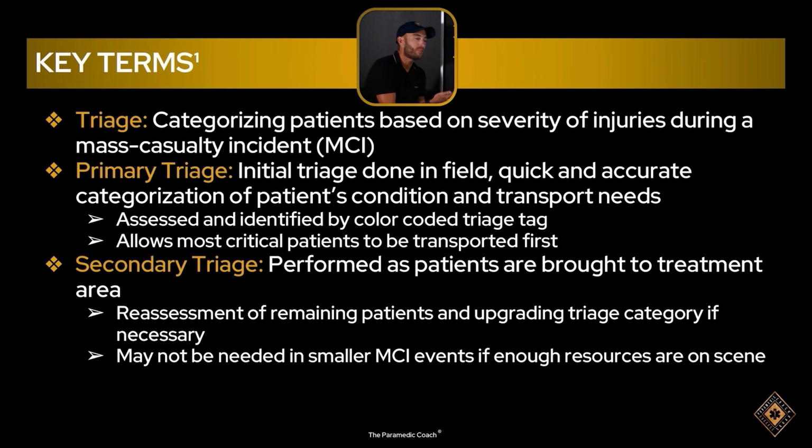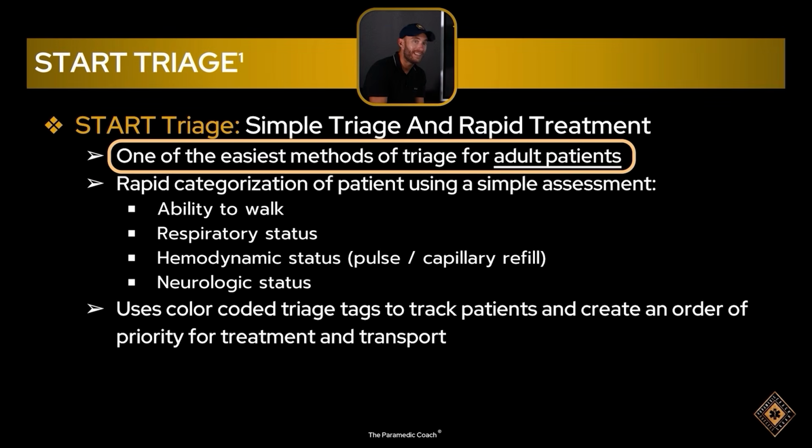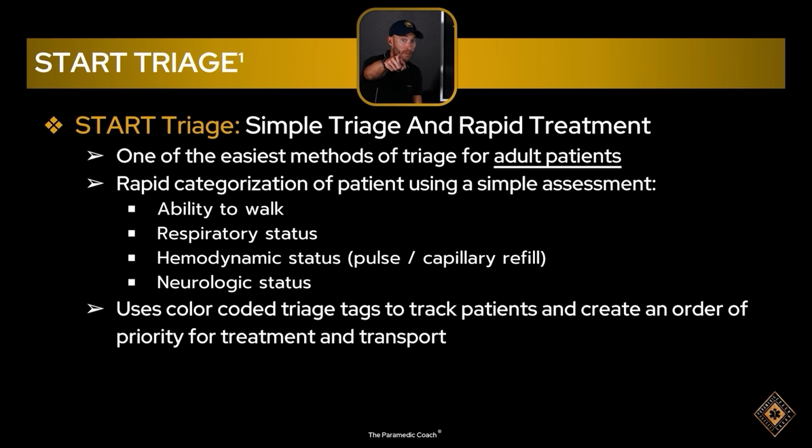Now, the most common triage system that we look at is the START triage system, and we're going to talk about it in a moment. It all comes from color-coded tags. START triage is one of the easiest for adult patients. Remember that. JumpSTART triage is different, it is for pediatric patients. Adult is START triage.